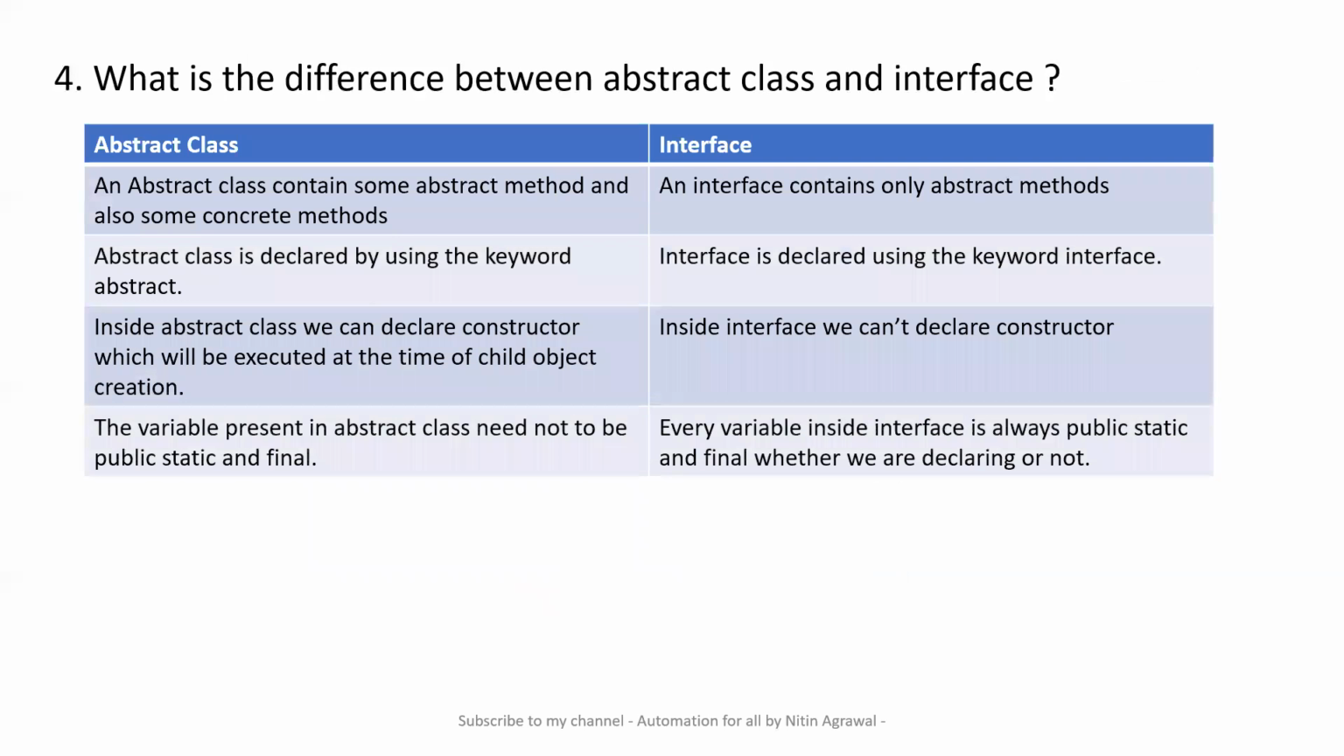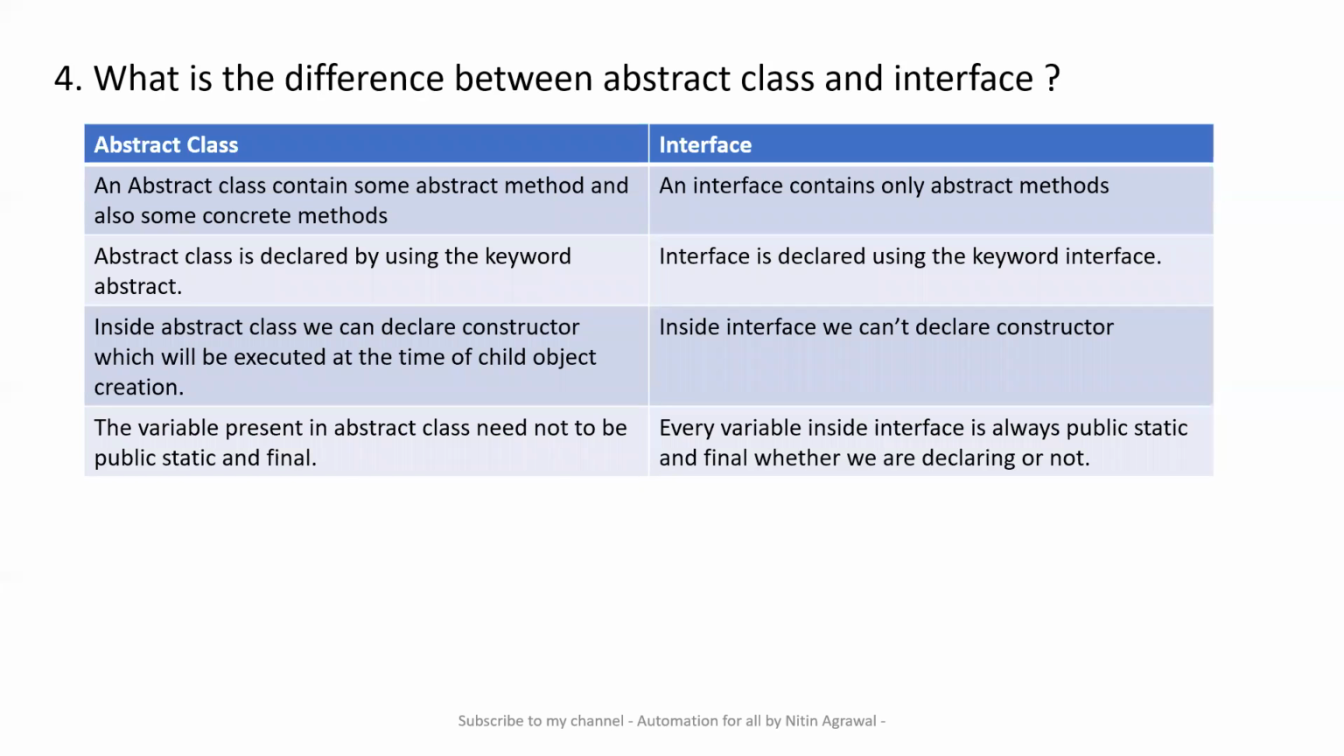Now next is, what is the difference between abstract class and the interface? So basically an abstract class can contain some abstract methods as well as some concrete methods, and abstract class should be declared by using keyword abstract. Inside abstract class we can declare a constructor which will be executed at the time of child object creation, and variables present in abstract class need not be public, static and final.